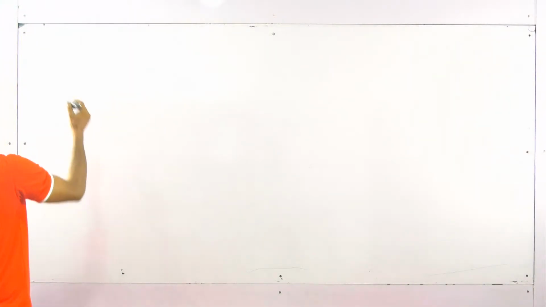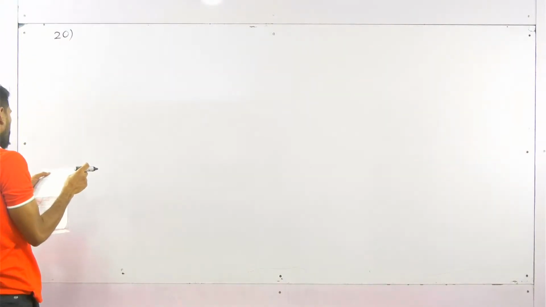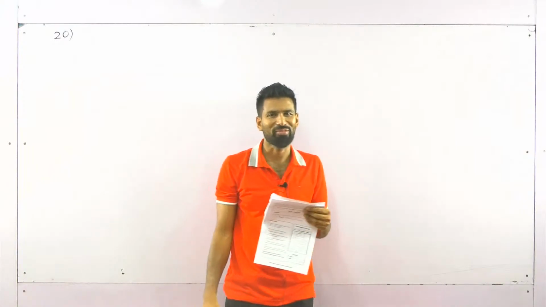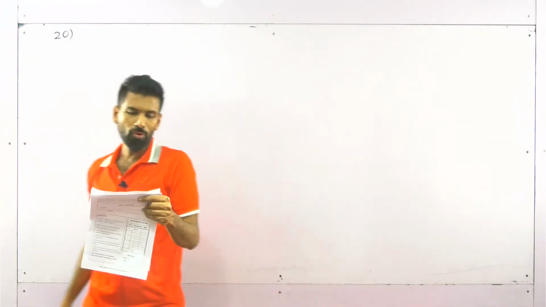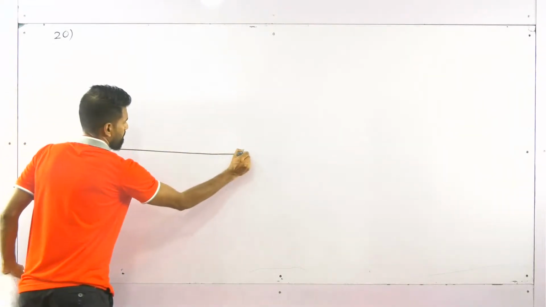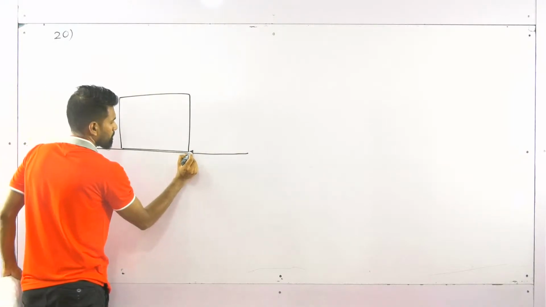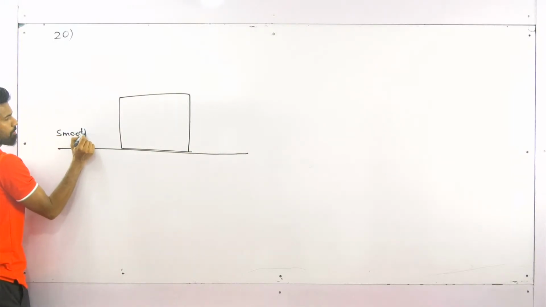Question number 20. This is a very interesting question. It's a correct question and it's a very good one. A 40 kg slab rests on a frictionless floor. This is a smooth floor.